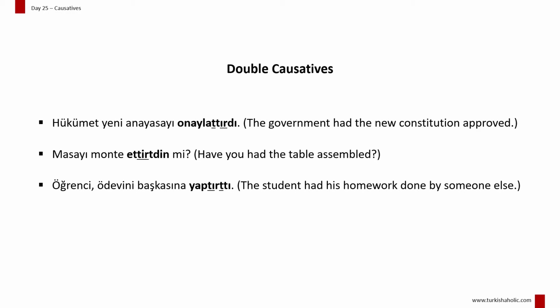We can use double causatives to get someone else to do a job. These causatives are made by adding a t or tir to another causative verb. These types of causatives can be seen a lot in newspapers and news agency reports. When you see double t's, be sure to pronounce them individually. Hükümet yeni anayasayı onaylattırdı. Masayı monte ettirttin mi? Öğrenci ödevini başkasına yaptırttı.